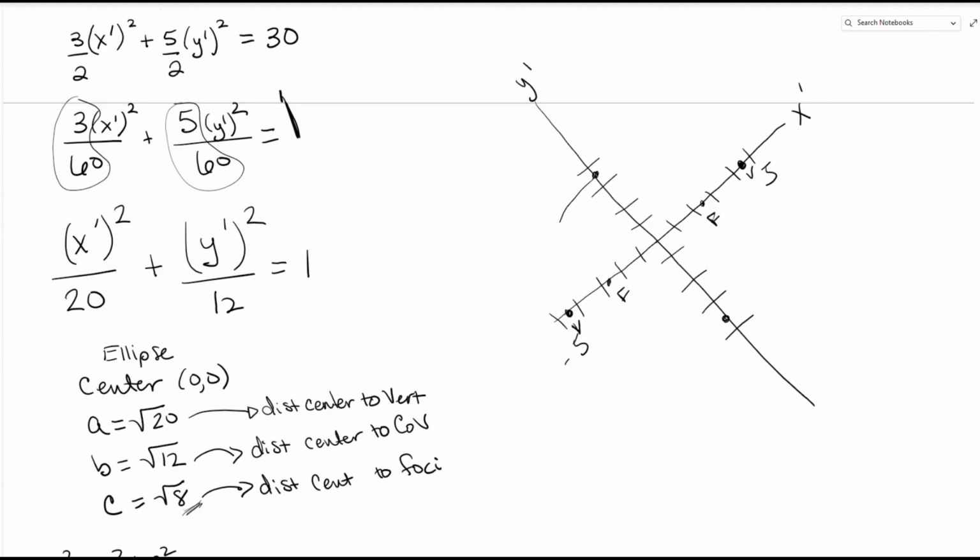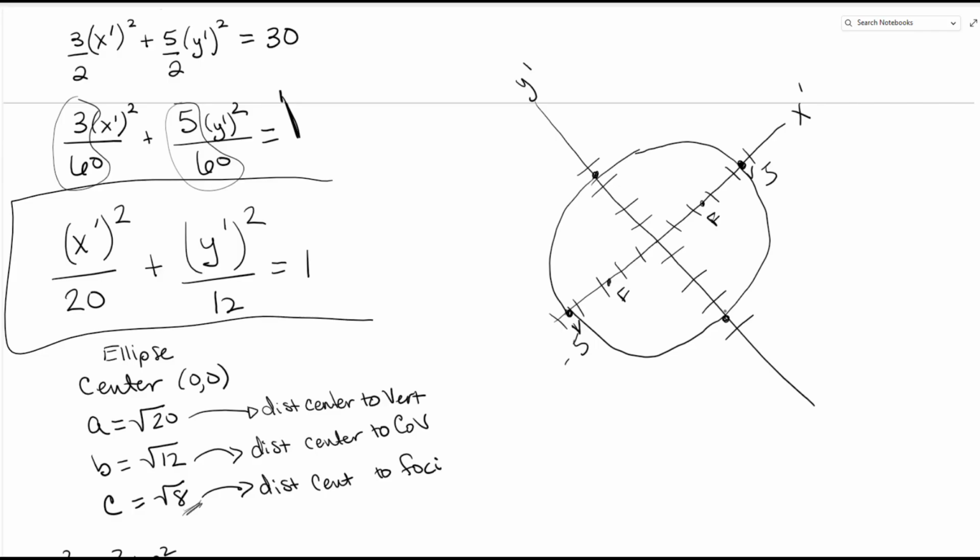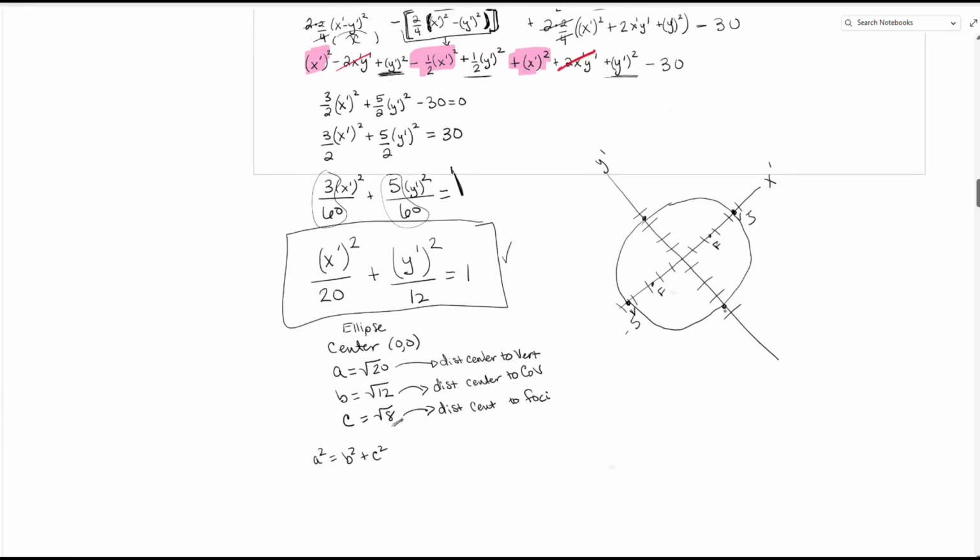So foci, co-vertices. So my ellipse is elongated this way. Oop, come on, graph. There you go. And I'm not an artist, but there you have it. Okay. It wanted the equation without that middle X, Y term, and we have it. We just changed the axes. All right. Let's see what else.